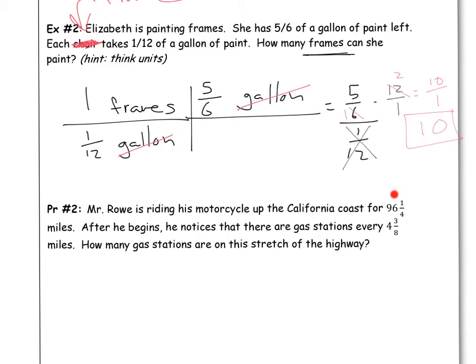I'm going to go ahead and show you how to do that with the 96 1/4. We're going to write that as a mixed number. It's going to be a big, or we're going to write it as an improper fraction.